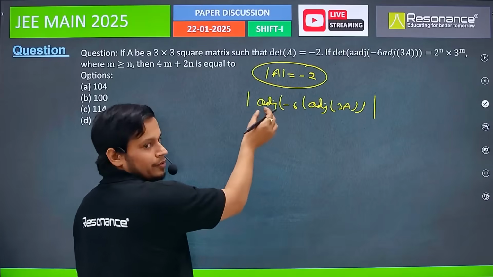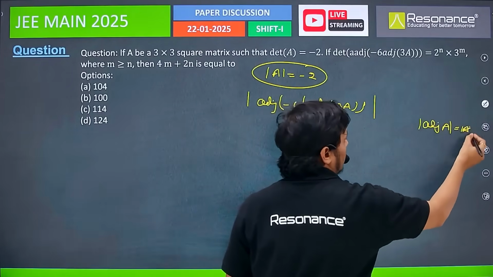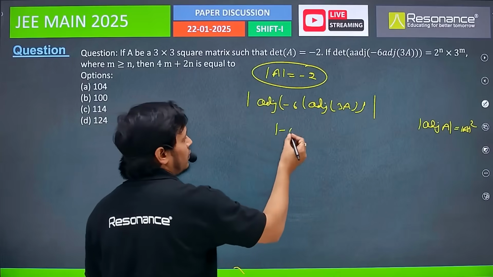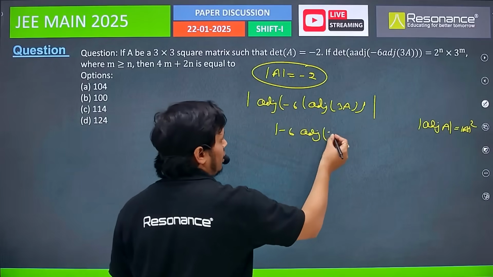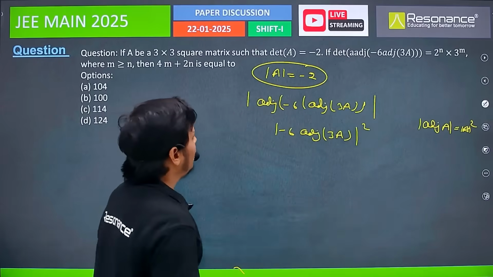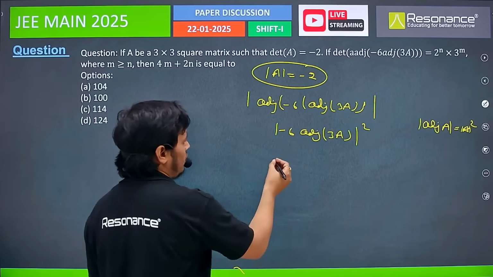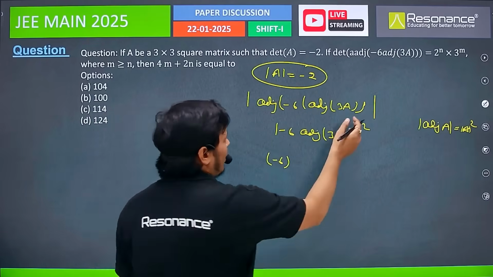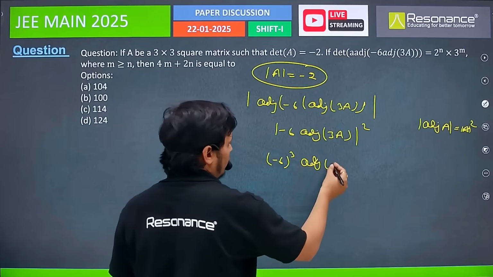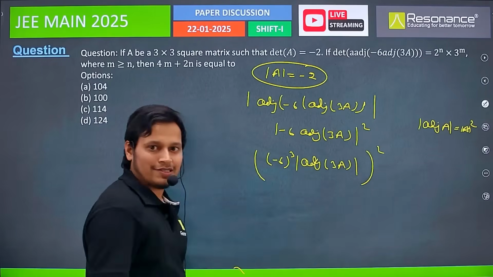Okay, so what we know is that determinant of adjoint of A is equal to det A power n minus 1. n is equal to 3, so that becomes 2. If you remove this adjoint, minus 6 adjoint of 3A whole power, what will come? 2. Now if we write this minus 6 out, then minus 6 power 3 will come, and the determinant of adjoint of 3A whole square as it is.